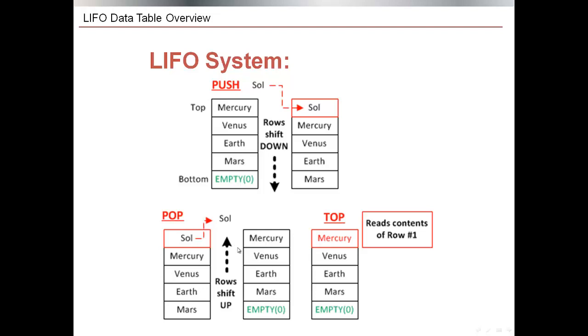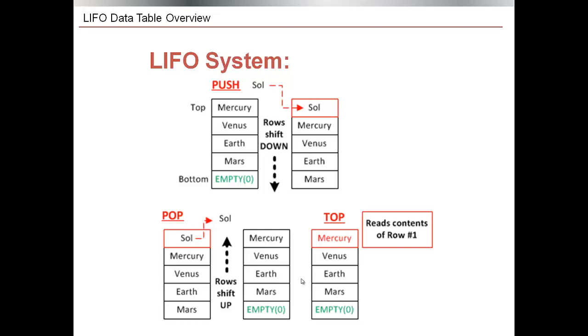Only the top row or front row of the LIFO table can be read from the table using the top function. Using the top function here, when this is performed within the logic, it will read only the topmost row. So here it reads the newest contents since it was most recently entered using a push function, and it would return the word Mercury.